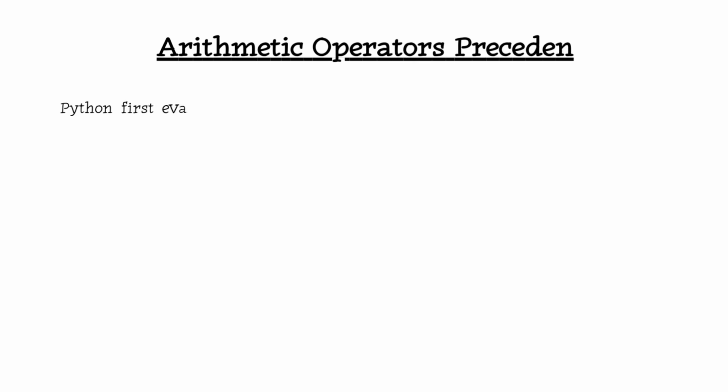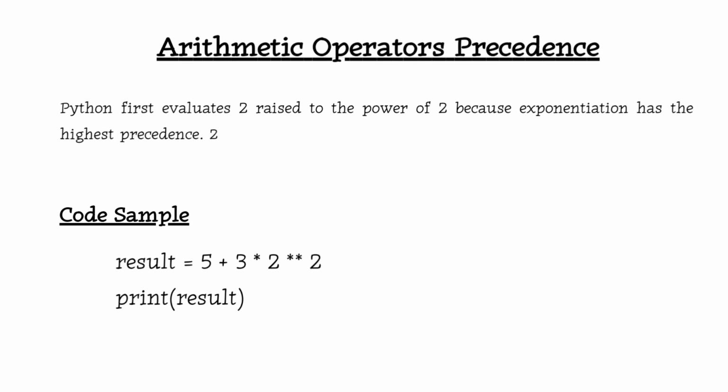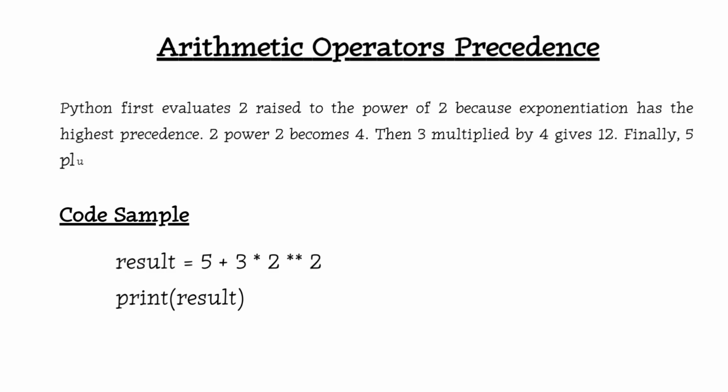Let's see the arithmetic operator precedence. I have shown a small code snippet for the same. We'll evaluate this in detail, so just bear with me. Python first evaluates 2 raised to the power 2, because exponentiation has the highest precedence here. That's why it gets calculated first.